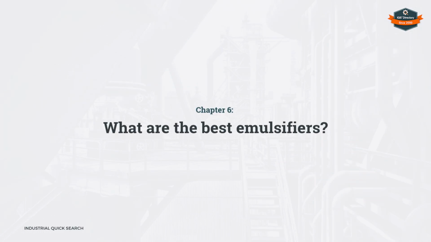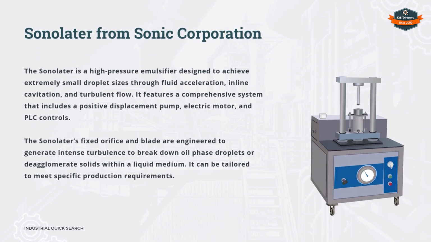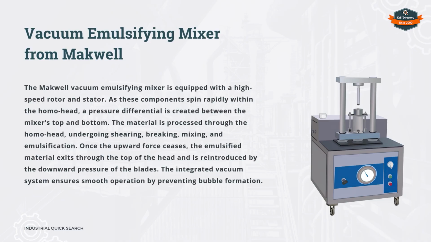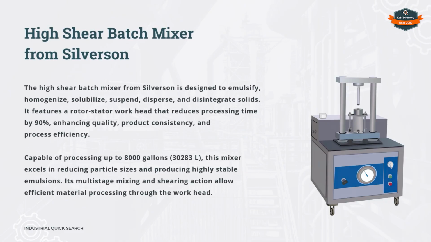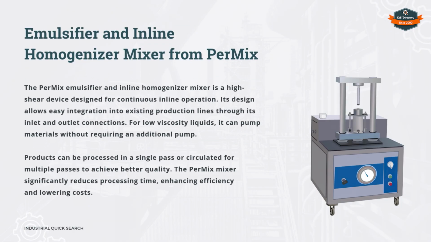Chapter 6. What are the best emulsifiers? Sonolator from Sonic Corporation. Vacuum emulsifying mixer from Macwell. High shear batch mixer from Silverson. Inline high shear mixer from Ross. Emulsifier and inline homogenizer mixer from Permix.